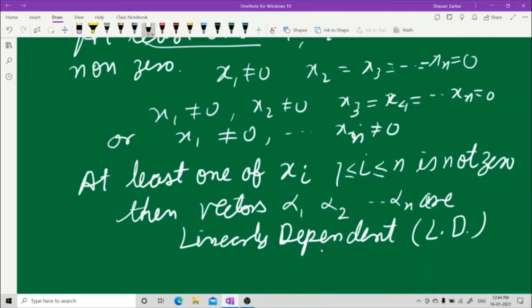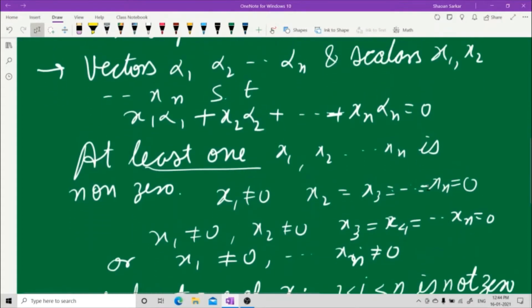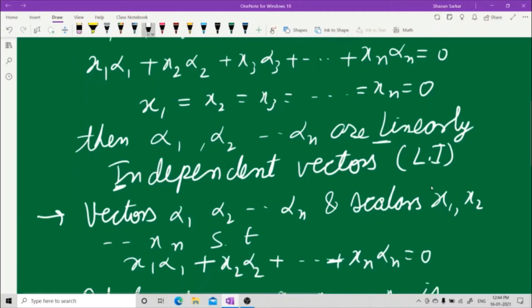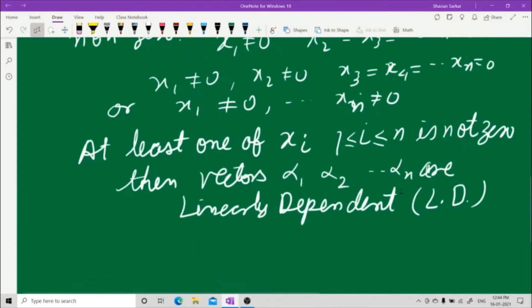And on this part, we will call it LI, linearly independent. And here we will call it LD, linearly dependent. Now we will do certain examples and then we'll make the thing very clear.